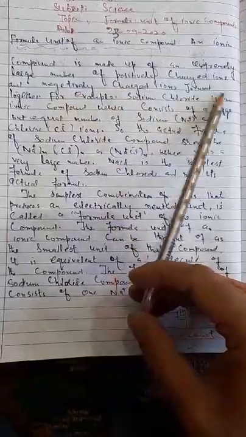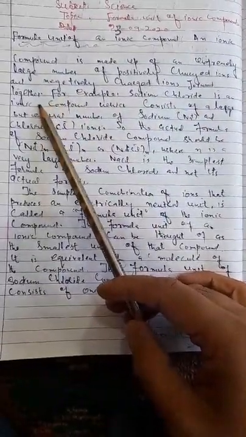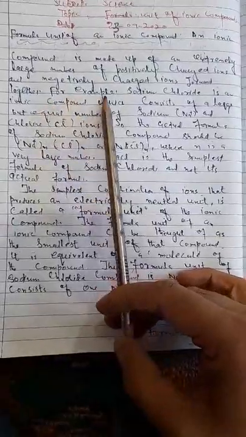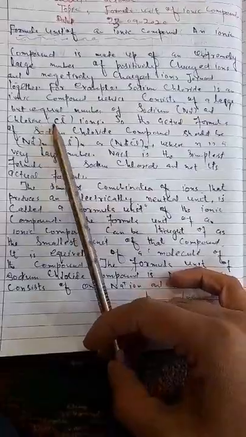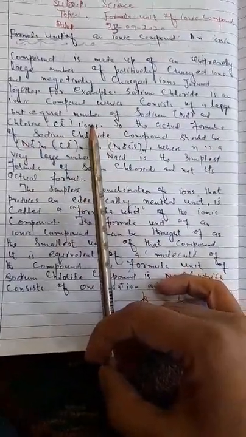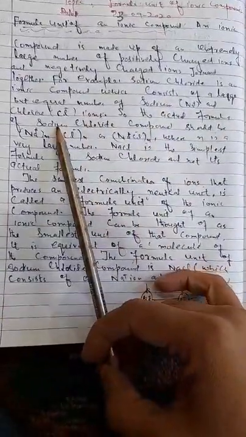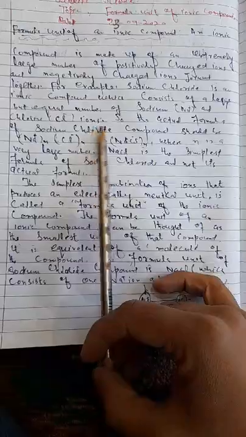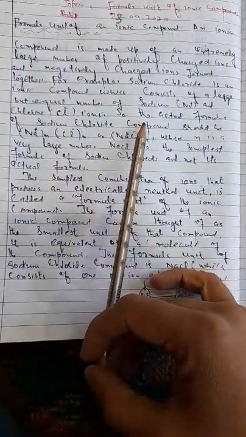For example, sodium chloride is an ionic compound which consists of a large but equal number of sodium and chlorine ions. Millions of ions, an equal number of sodium and chlorine, so it is electrically neutral.